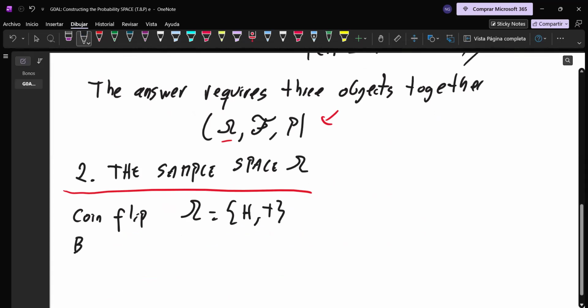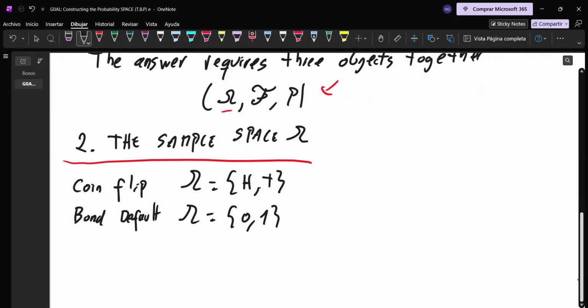In a default, it is 0 and 1. These are not probabilities. Okay, this is a very important thing. Probability is a measure, a function. Yes, we define the function from a set to R, but in this case, these are events, not probabilities. Then for a bond default, I say, well, omega is 0 and 1.